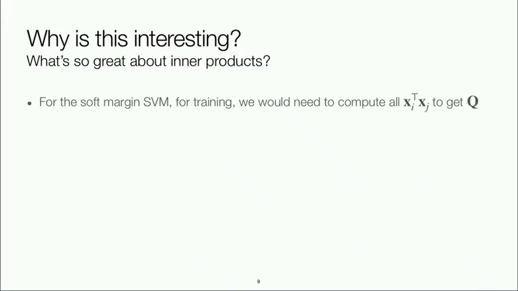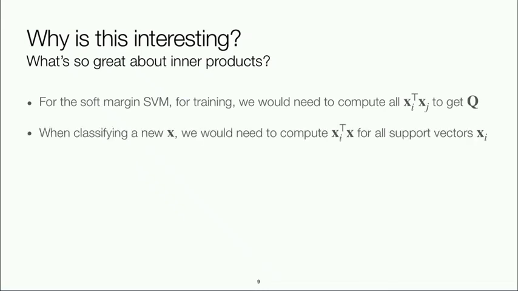So let me reiterate a little bit. For the soft margin SVM, when we're in the training phase, when we're trying to find all the alpha stars, what we're going to be doing is computing all of these xi transpose xj's in order to form Q. That's what we need to do in order to make Q. And when we're classifying, after we've learned our alpha stars, when we're classifying a new point x, what we're going to be doing is computing xi transpose x for all of my support vectors, for all of the xi's where alpha i star was greater than 0. Everything else we can sort of just get rid of.